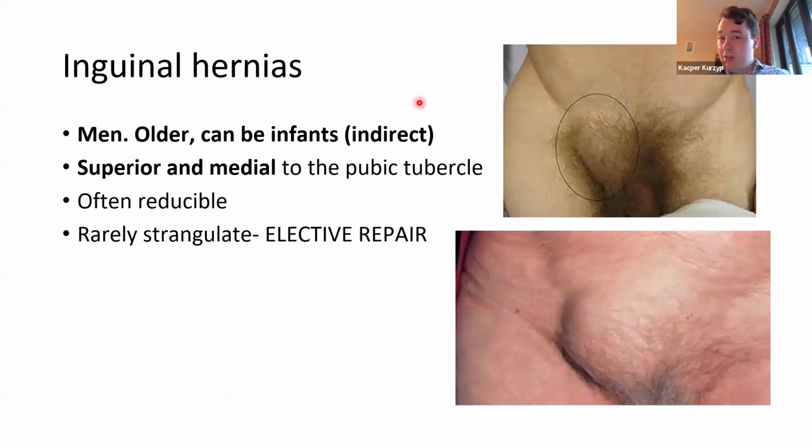Now, in terms of the patients and risk factors, it is typically male, but can be female as well, older, or can be very young, in infants. Typically, it is superior and medial to the pubic tubercle. They tend to be reducible and they don't strangulate nearly as often. Therefore, you would list the patient for elective repair.